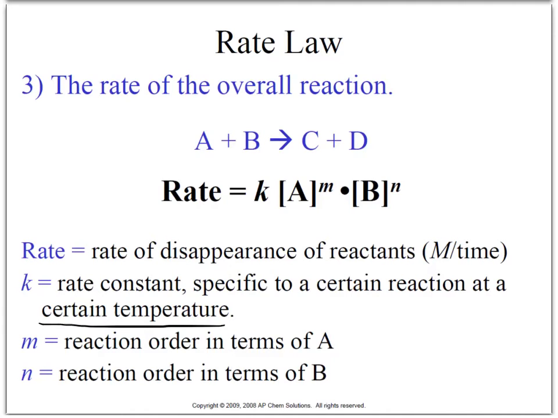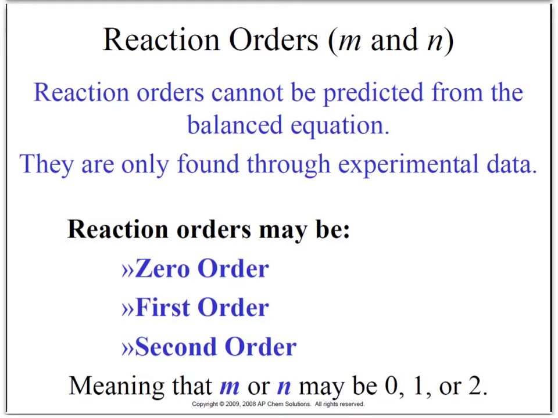Also, calculating the units for K is going to be a really important technique for this unit. And you do it just by canceling out units like we've done before. You'll see some examples of that as we go through. Okay, so with that equation, you saw the M and the N. Those tell us the reaction order. And let's look at what those are.